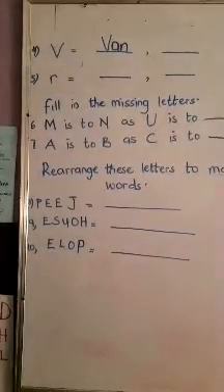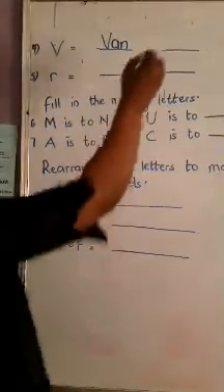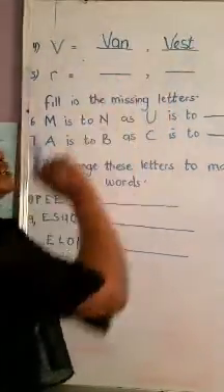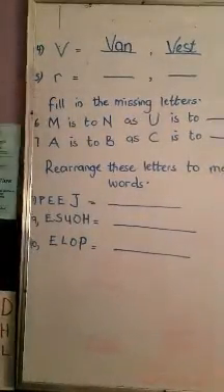What again? We have vest. We have so many things under our letter V. Just give me 2 words. Now we go to the number 5.